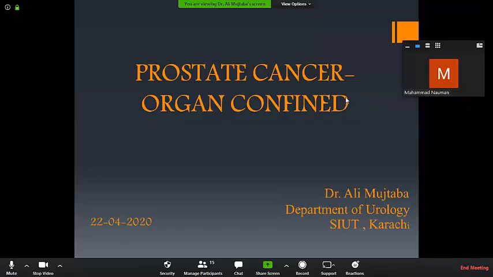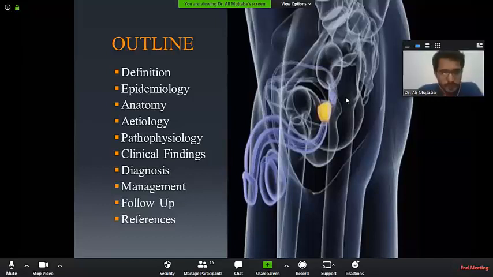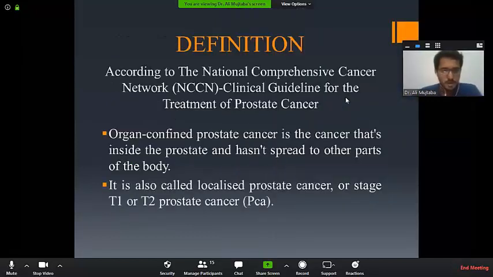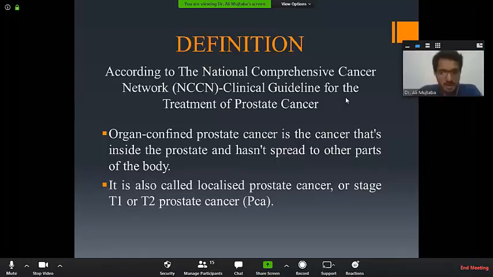My name is Arvind. The topic of my presentation is prostate cancer hormonal mass. Is the outline. According to NCCN, organ-confined prostate cancer is cancer that is inside the prostate and does not spread to other parts of the body. It is also called localized prostate cancer or T1 or T2 prostate cancer.